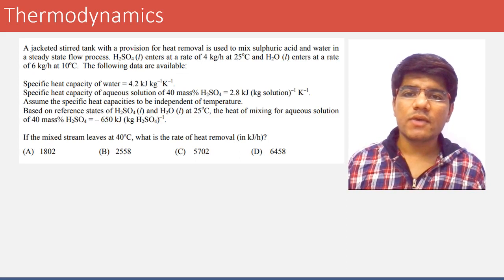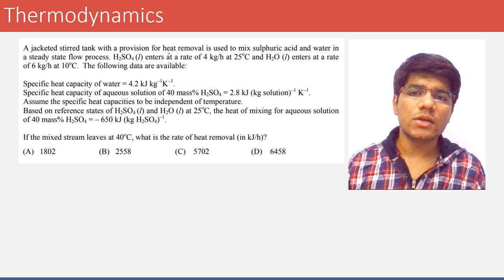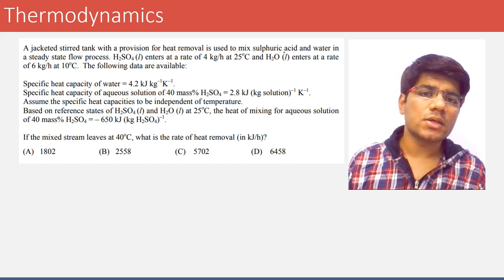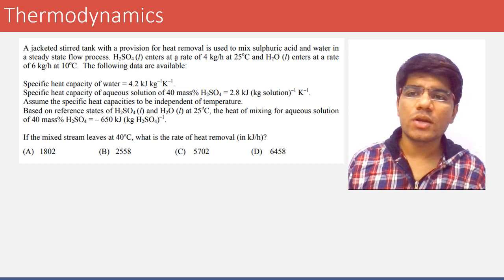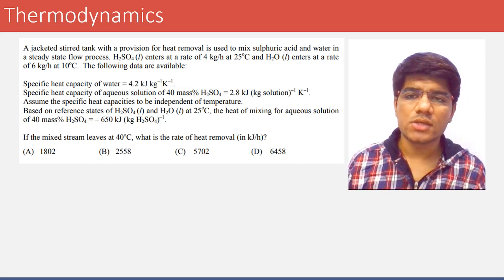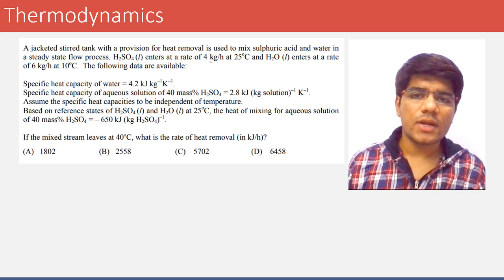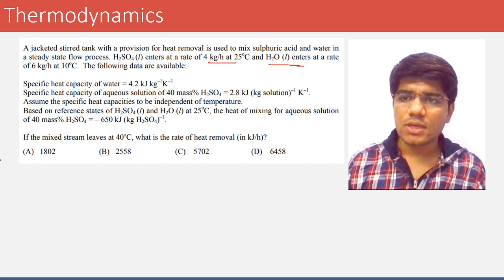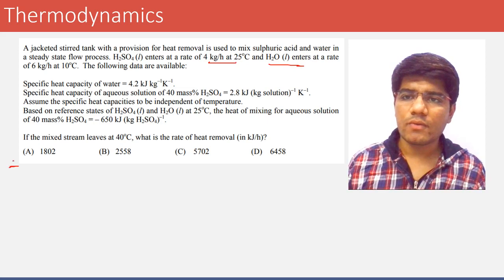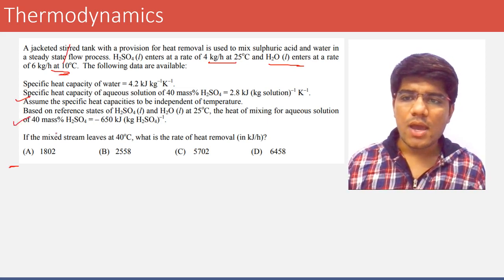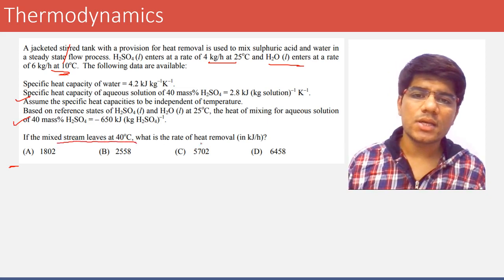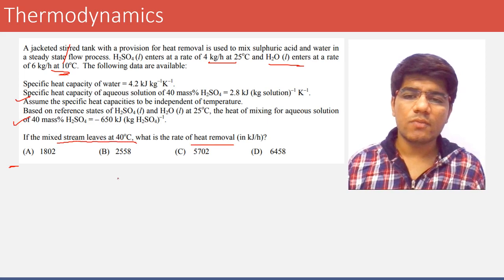The next question that came in GATE 2016 for chemical engineering thermodynamics was: a jacketed stirred tank with a heat removal provision is used to mix sulfuric acid and water in a steady state flow process. H2SO4 is given at 4 kg per hour, H2O is given as 6 kg per hour at 10 degrees Celsius. If the mixed stream leaves at 40 degrees Celsius, what is the rate of heat removal?